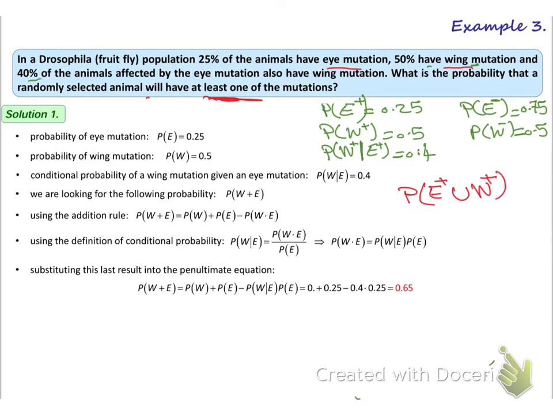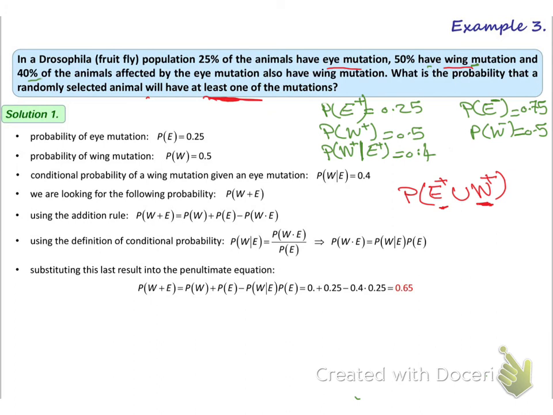So the probability of E union W, or sometimes they call it E plus W. You can call it E plus W or E union W, it doesn't matter. Do we have intersection, or are they disjoint? Of course, we have intersection. In this problem, he said some of them had this and had that, and what is the at least that they have in common. So we have intersection, so we have to use the general formula.